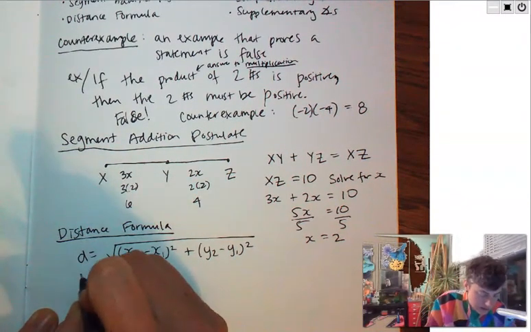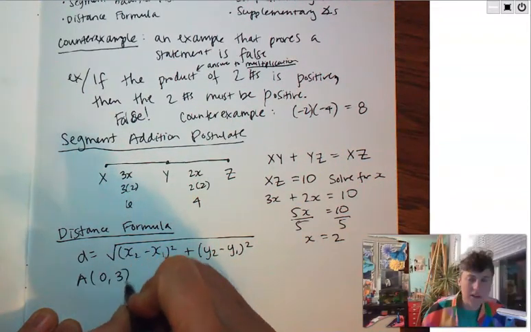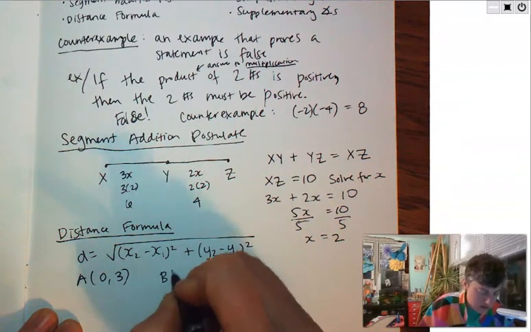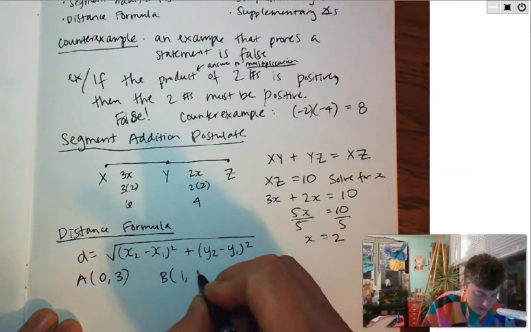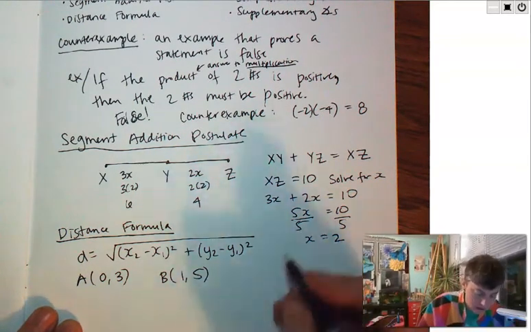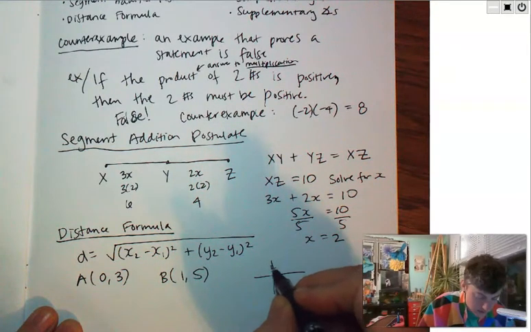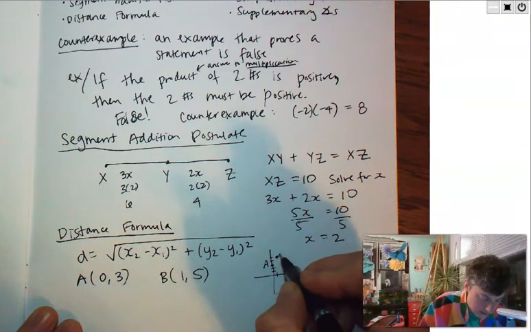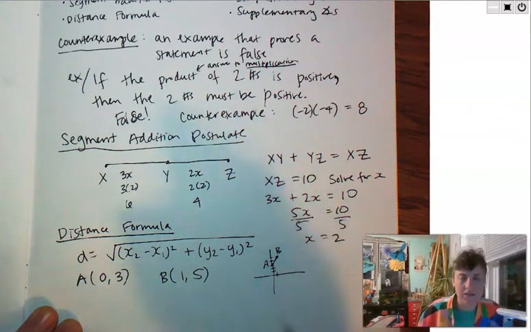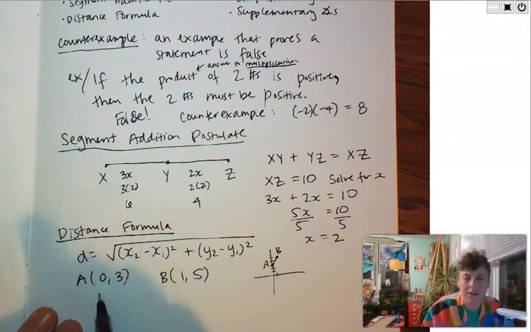So let's say the point A is at 0, 3. The point B is at 1, 5. So we'll do a quick sketch just to show you what's going on. 0, 3, 1, 2, 3. That's A. And B's at 1, 5. So we're going to see how long that segment is. Cool.